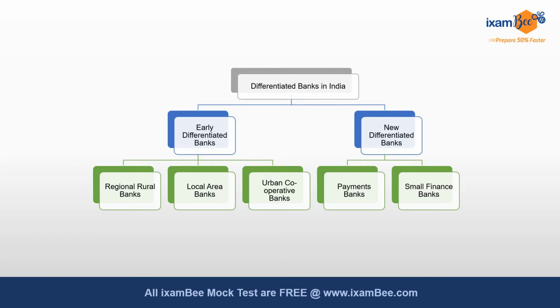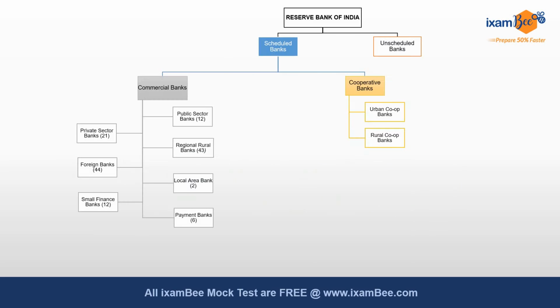Early differentiated banks included regional rural banks, local area banks, urban cooperative banks, and recently new differentiated banks have been introduced, in which two most important are Payments Bank and Small Finance Bank. In this video we are going to understand what was the role of all these banks. Apart from that, there are many other banks which are scheduled banks or unscheduled banks. This classification has been given by RBI.